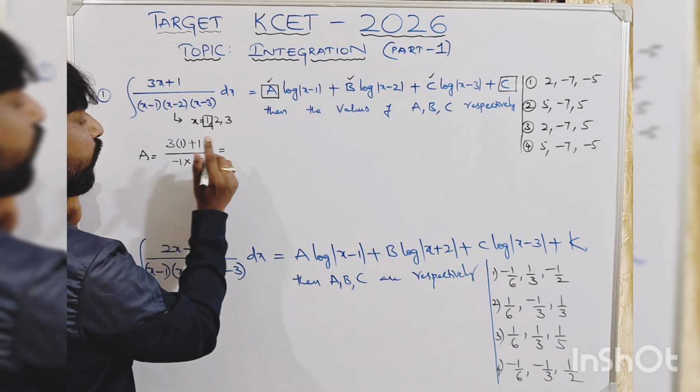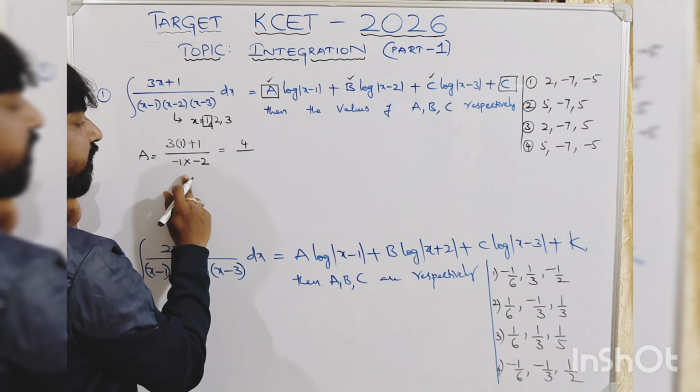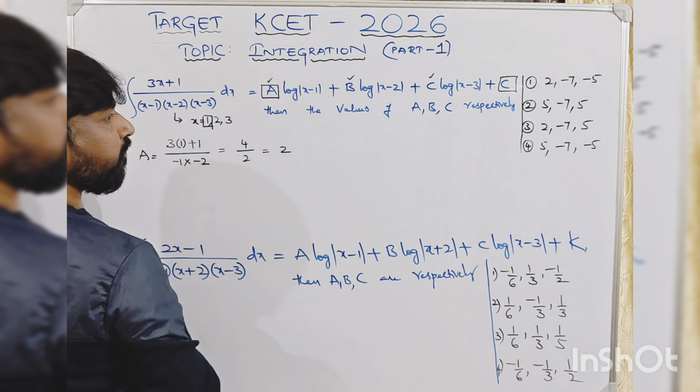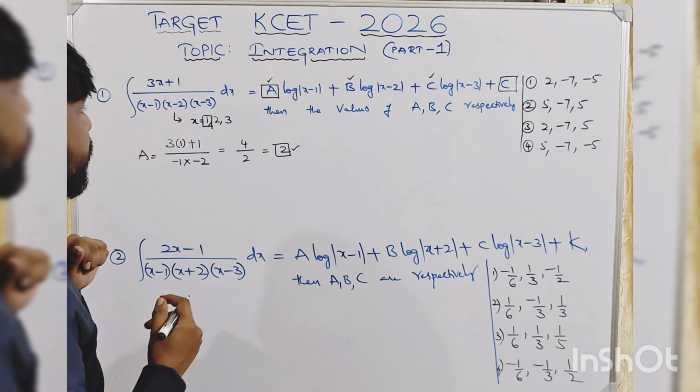Then what is the answer? 3 into 1, 3 plus 1, 4, by minus into minus plus 1, into 2, 2. The answer is 2, isn't it? So A value, how much? 2 is your answer. Let us move to here.